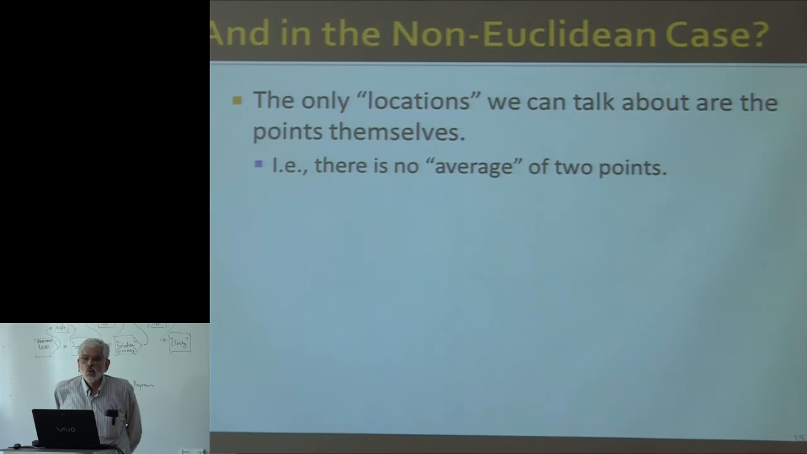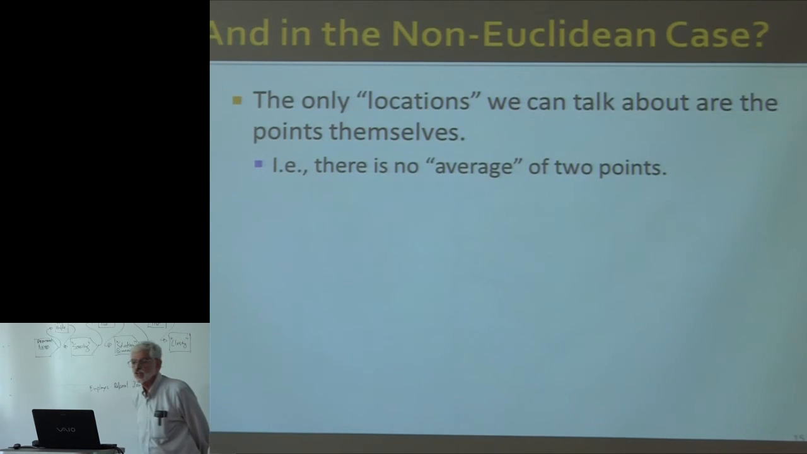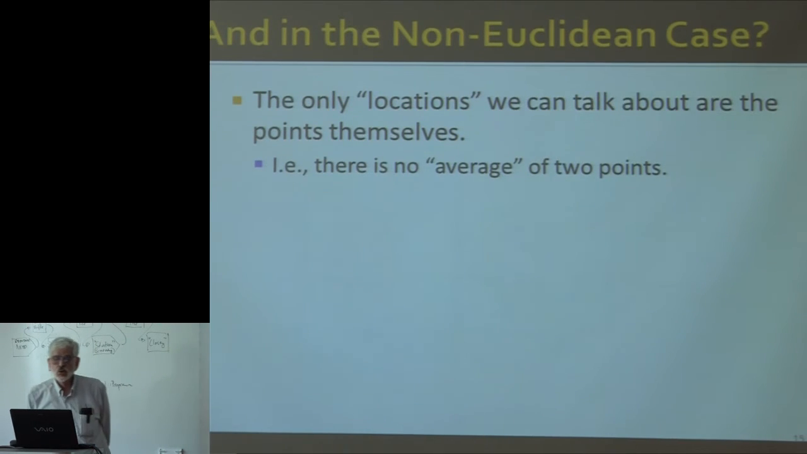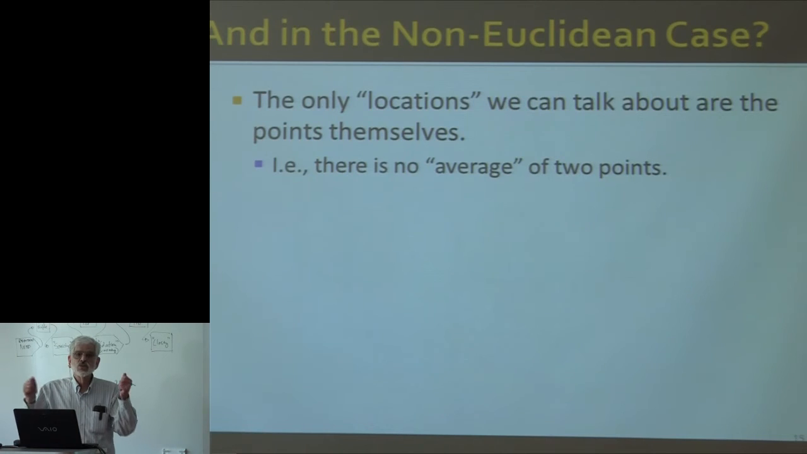Okay. Now, what about a non-Euclidean clustering? See, again, the problem is we don't have arbitrary locations. We do know, however, the points in the cluster, and we can use those points as locations, but what we can't do is average 2 points.